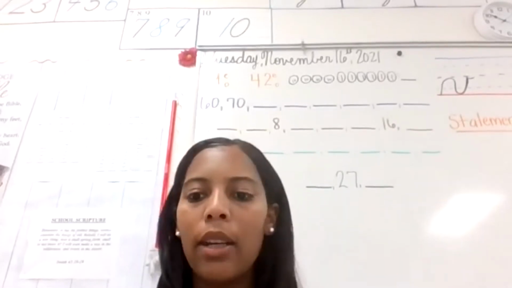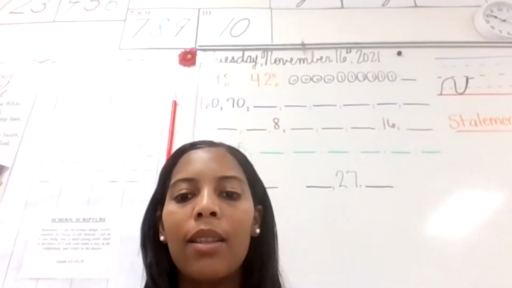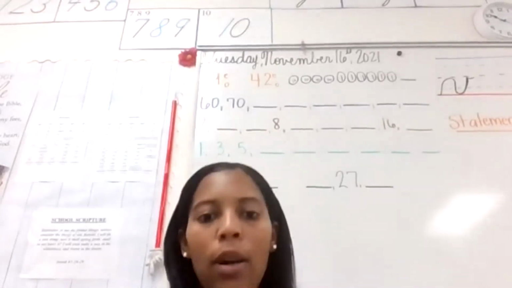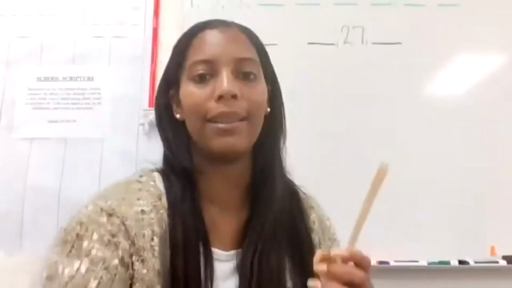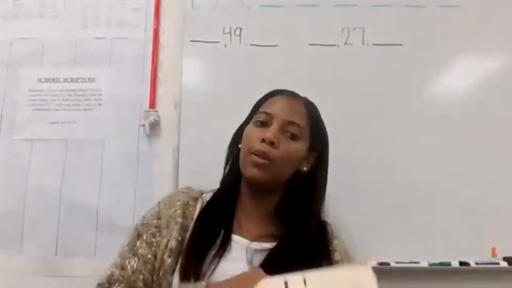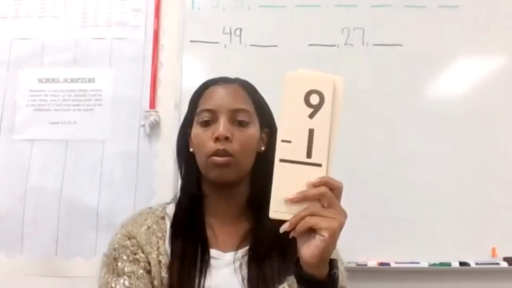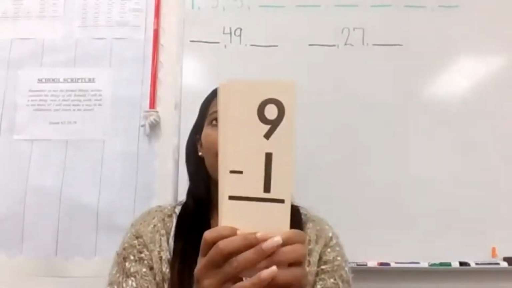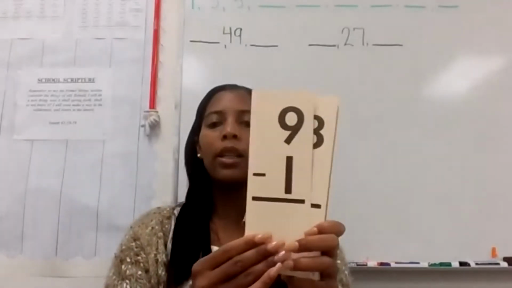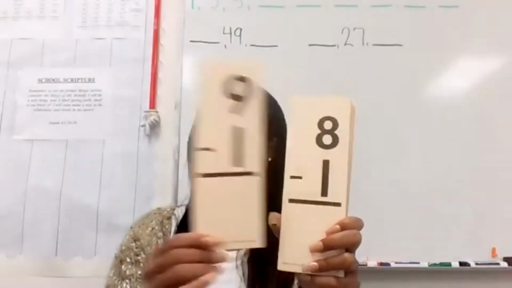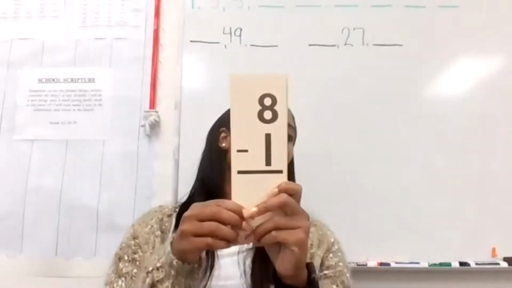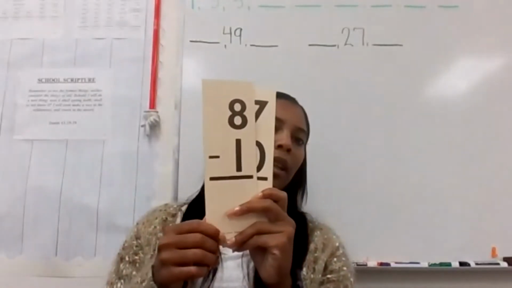Okay, so let's go ahead and move on to our subtraction facts. So these are subtraction means we take away, we are losing. Okay, we're not adding to, we're losing. Okay, so anything minus 0 is always the number. Very easy. 2 minus 0 equals 2. 9 minus 1 equals 8. 8 minus 1 equals 7.